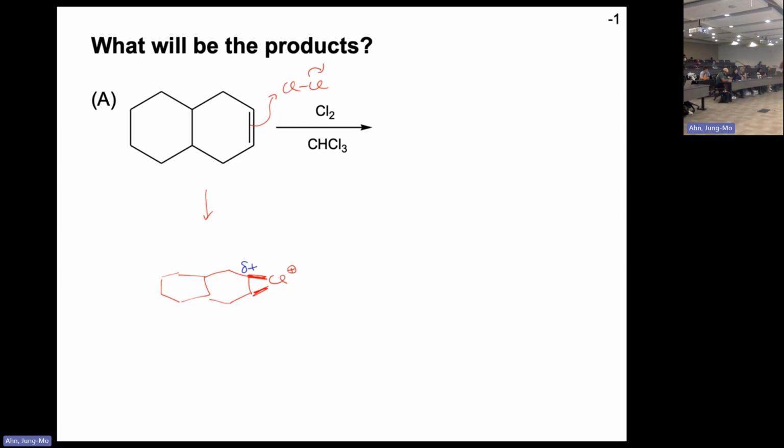That's going to pull electron density from the carbons it's bound to. So these two carbons become electrophilic, electron deficient. But because of symmetry, each carbon is going to lose about the exact same amount of electron density. So I'm expecting these two carbons are equivalent. The chloride becomes a nucleophile. That's going to make an attack from the opposite side. So this carbon gets chlorine, that carbon gets chlorine.